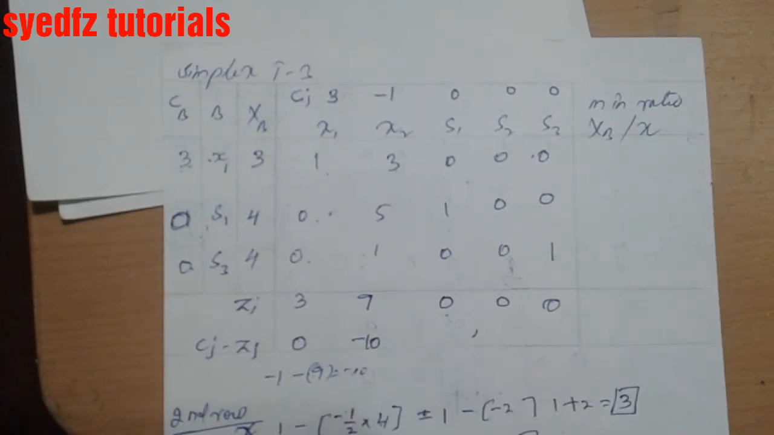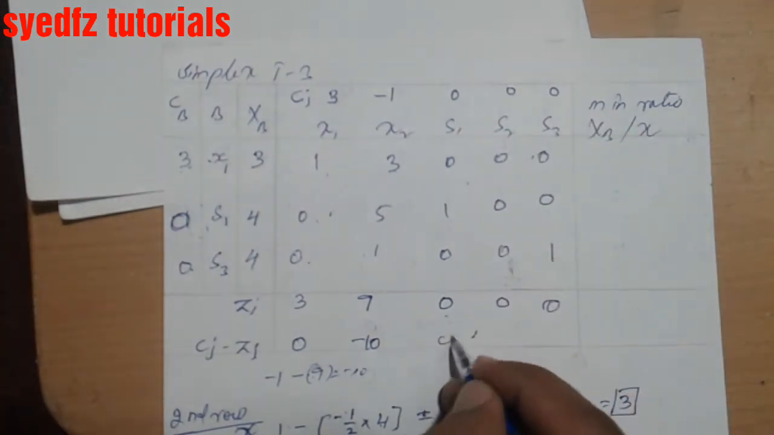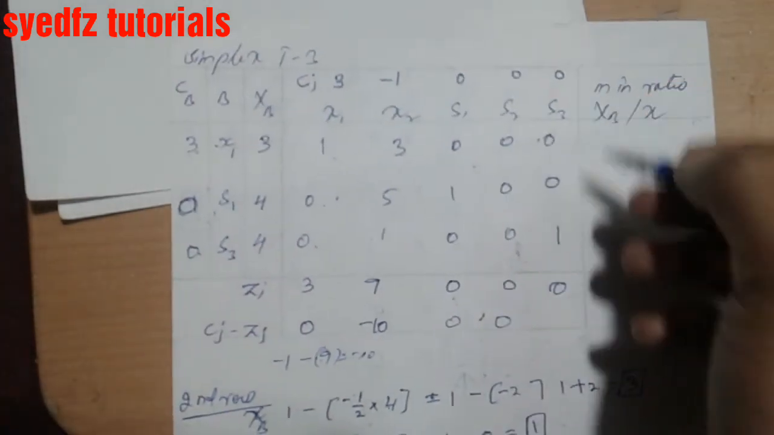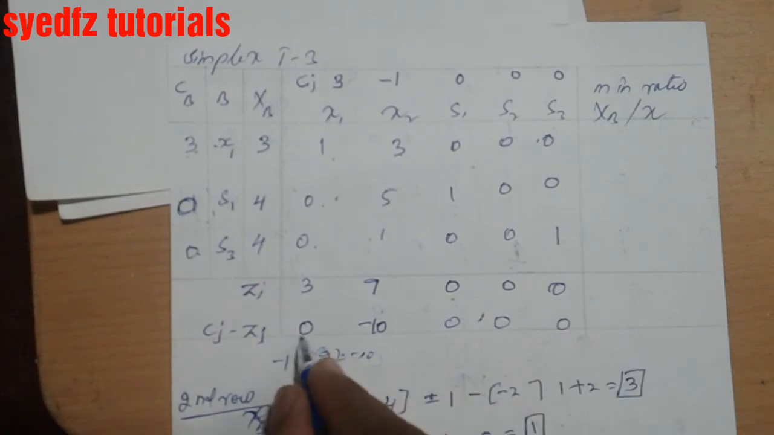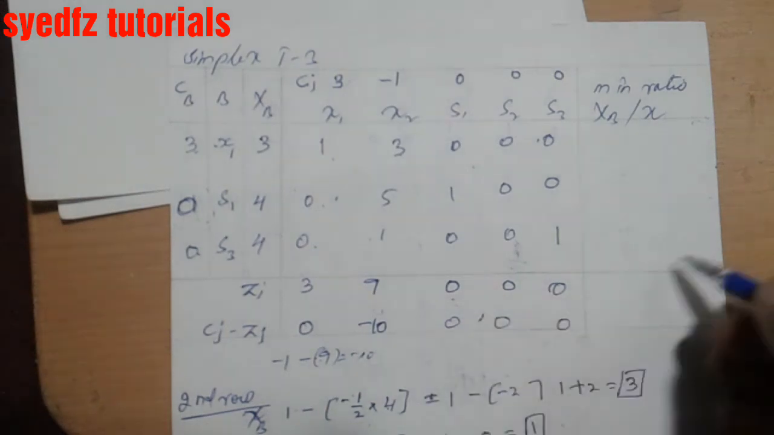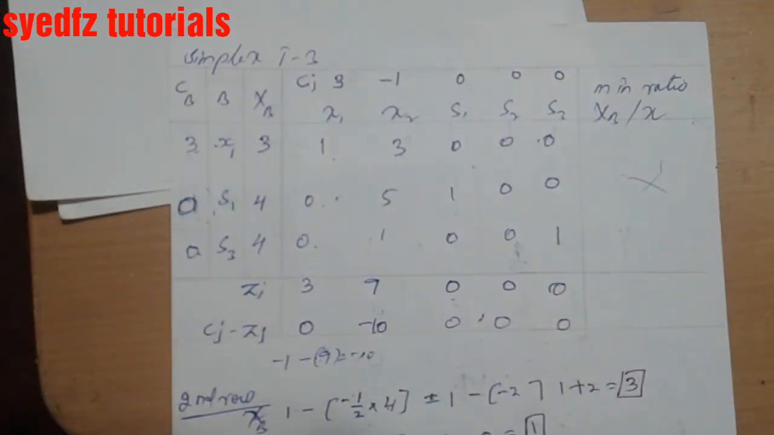Now 0 into minus 0, 0, 0 into minus 0, 0, so we got zeros and negative values, so the simplex is solved. We should not get any positive value, so no minimum. So we have solved the problem.